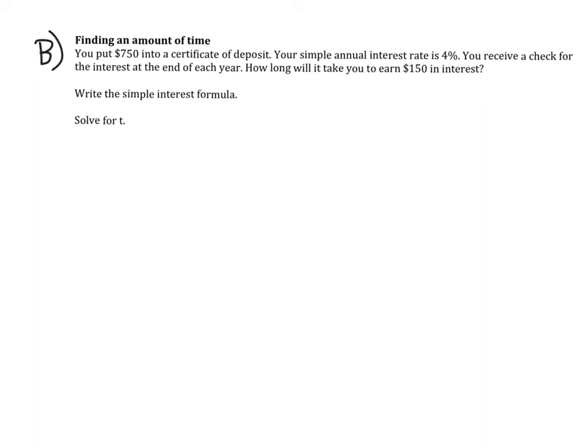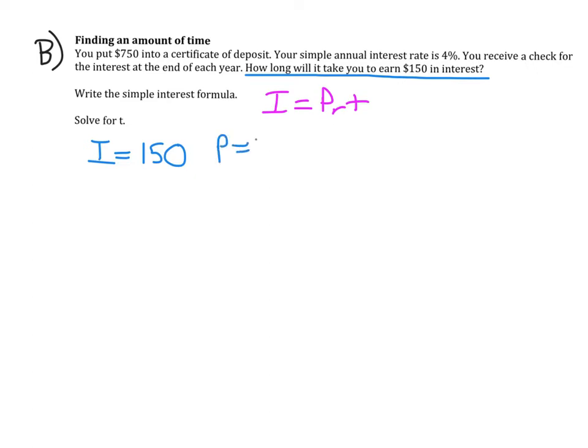So let's set this up. We know our formula, right, is I equals P times R times T. And let's identify some information here. Now, it says how long will it take you to earn $150 in interest? So that tells us I right away. We actually don't even have to do any subtracting here. The interest we're looking for is $150. We know we originally put in $750. That's the principal. And we know the rate is 4%, and we're going to write that as a decimal, 0.04.